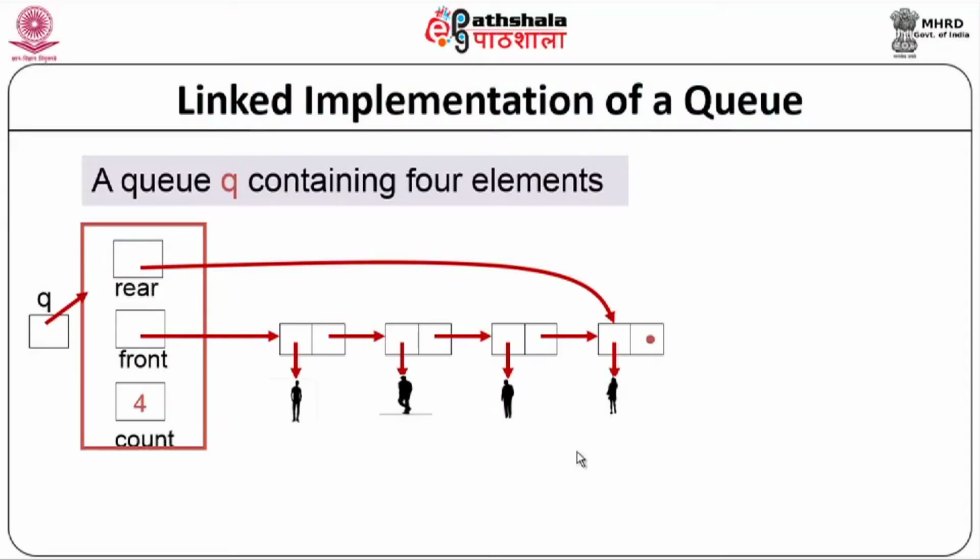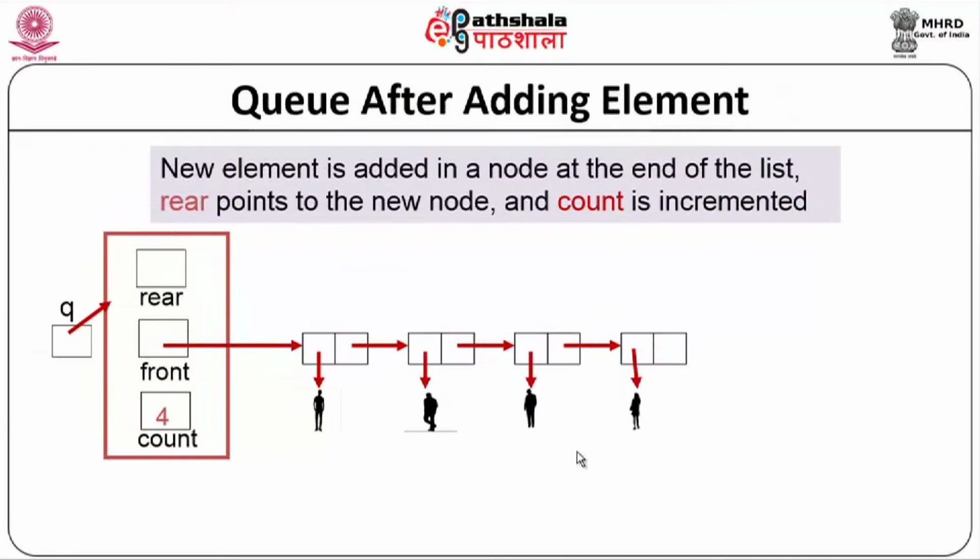So, here we have the linked list. Now, you want to insert an element into a queue containing 4 elements, and then we want to add. So, the new element is added in a node at the end of the list, and the rear points to the new node and count is incremented.